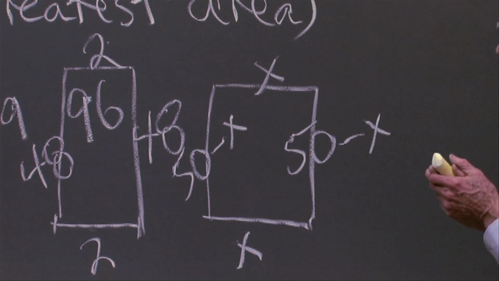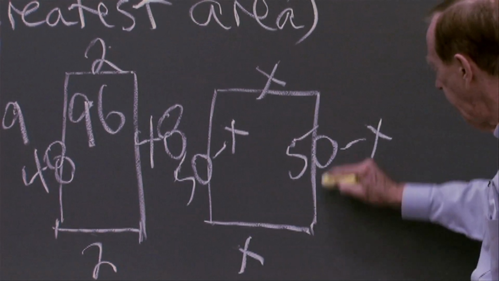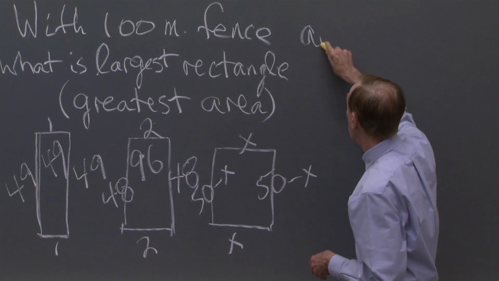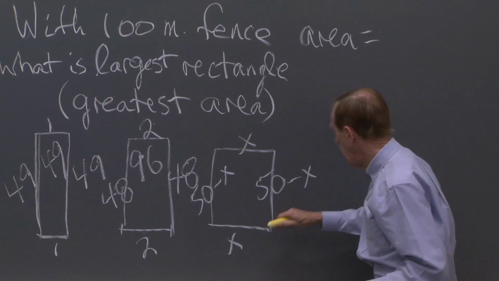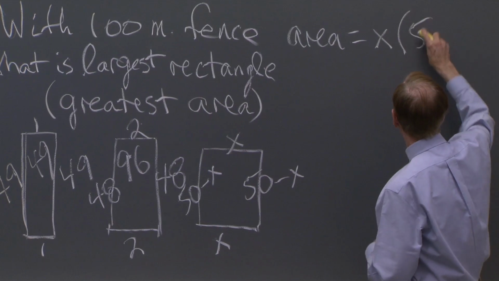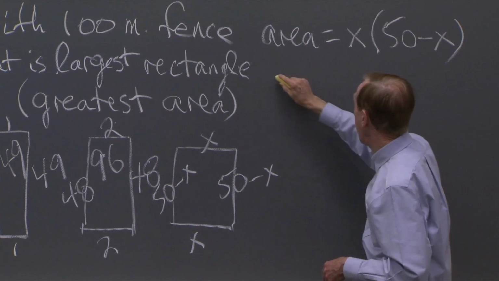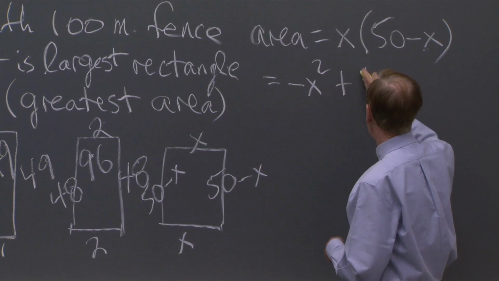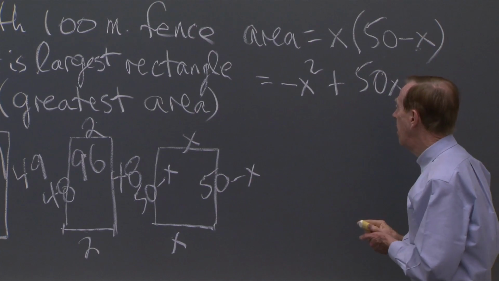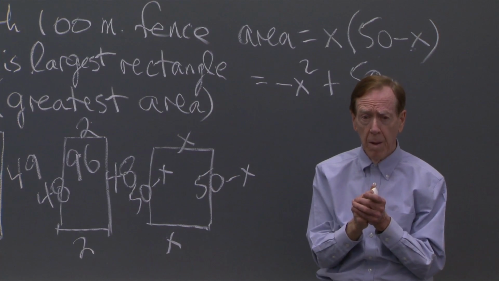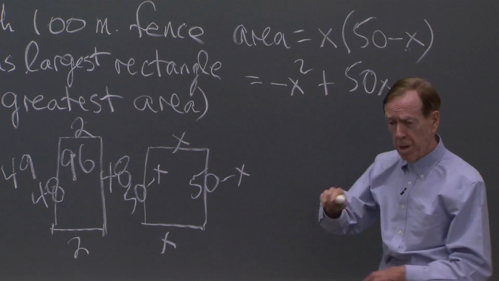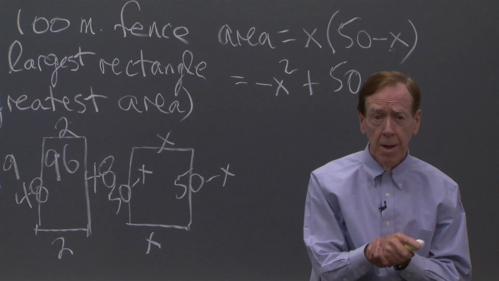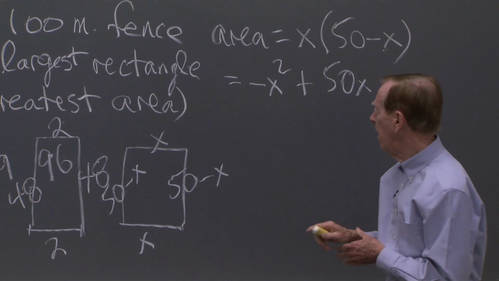And now I've got a rectangle that uses a total of 50 there, a total of 50, uses my 100 meters. So my area is the base times the height, 50 minus x. Or if I multiply that out, I see the minus x squared and the 50x. And I want to make that as large as possible. I'm looking for the top of this parabola, the maximum of this quadratic. The very question that you were thinking about in the break.